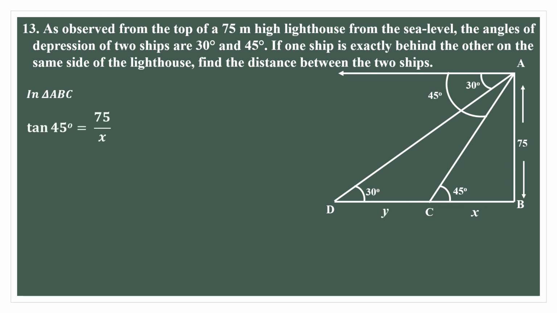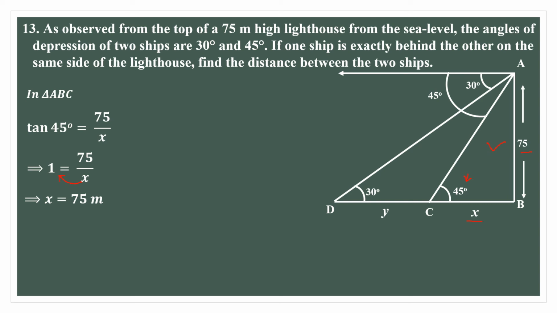Then tan 45 degree will be equal to perpendicular by base, that is 75 by X. Look, we are talking about this triangle. Tan theta is perpendicular by base. Theta is 45 degree. The value of tan 45 is 1. Height, that is AB, is 75. So we will get 1 is equal to 75 by X. If we shift this to this side, we will get X is equal to 75 meter. So we got the distance of the first ship which is at sea from the lighthouse.